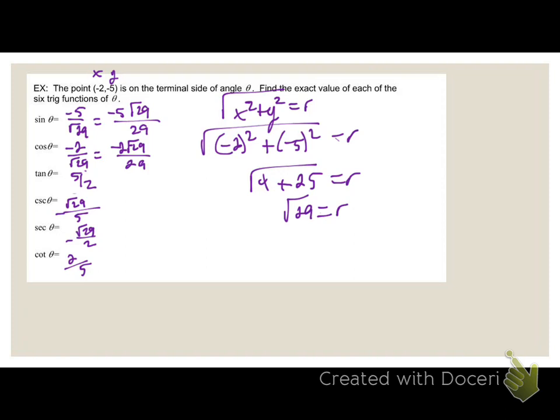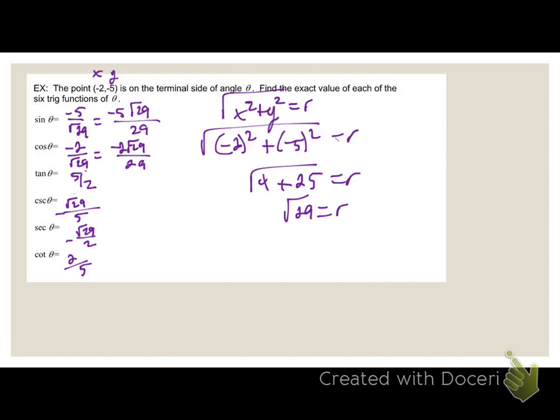Sine, negative 5 radical 29 over 29. Cosine, negative 2 radical 29 over 29. Tangent, 5/2. Cosecant, negative radical 29 over 5. Secant, negative radical 29 over 2. And cotangent, 2 over 5. If you didn't, come in and see me. We'll figure out why not. Okay?